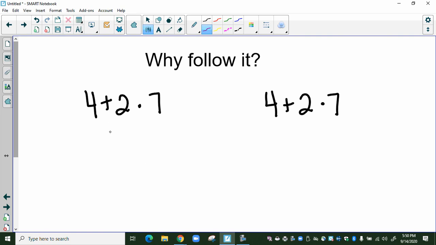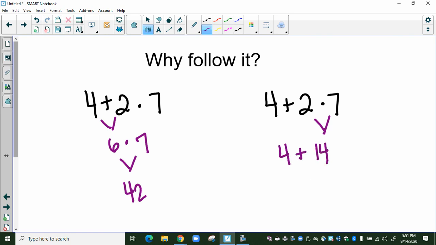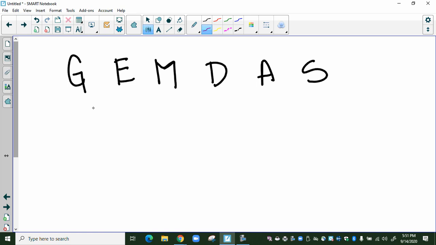And here's why it matters. If student A decides to do the addition first, he will get 6 times 7, which is 42. If student B decides to do the multiplication first, he will get 4 plus 14, which is 18. These answers are obviously completely different. So order of operations was established to make sure that everybody always did the operations in the same order, so that everyone would always get the same answer.